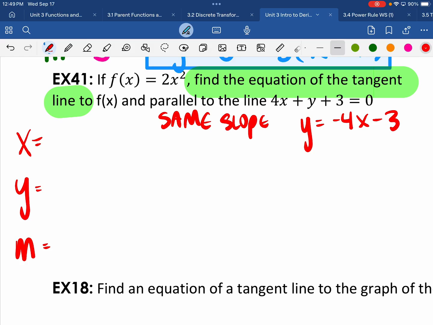Right, does that make sense? So I moved the 4x over and I moved the minus 3 over. So I got y by itself. Now that it's in mx plus b form, what is my slope? -4, because parallel lines have the same slope.